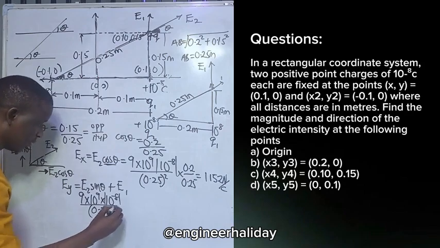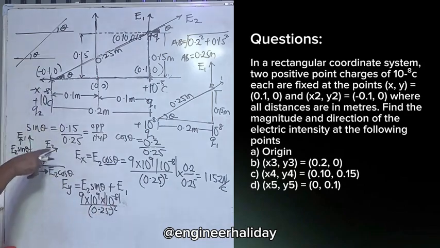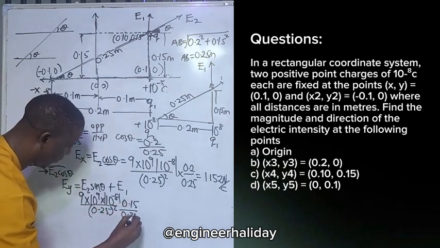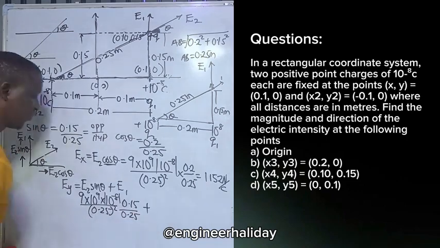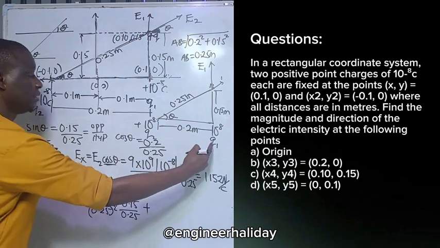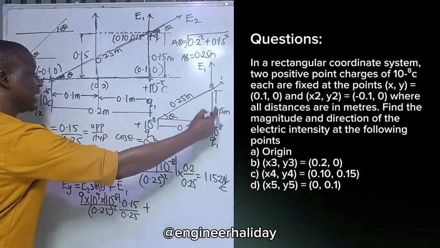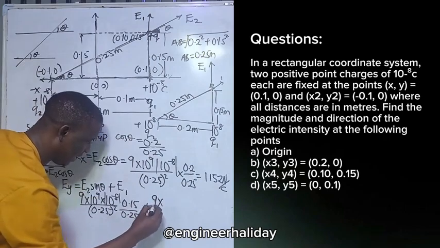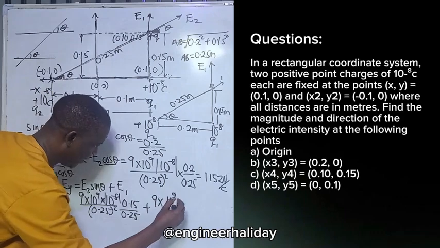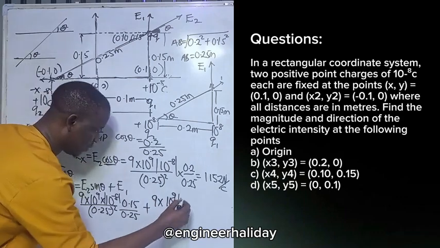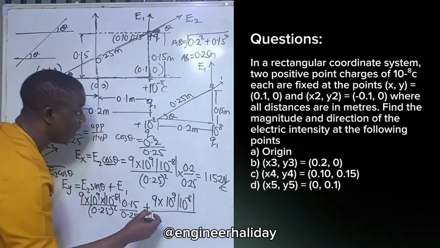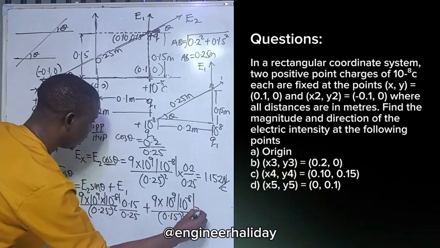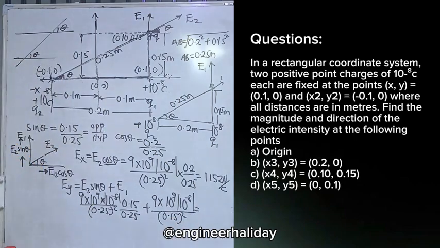All square. Sin theta, what is sin theta already? 0.15 divided by 0.25. Plus, what about E1? E1 is caused by Q1. The distance from the test charge is 0.15. So you have 9 times 10 power 9, multiplied by 10 power minus 8, which is the charge, divided by the distance from that point, 0.15 all square. So what do we have if you add them, if you do the calculation?